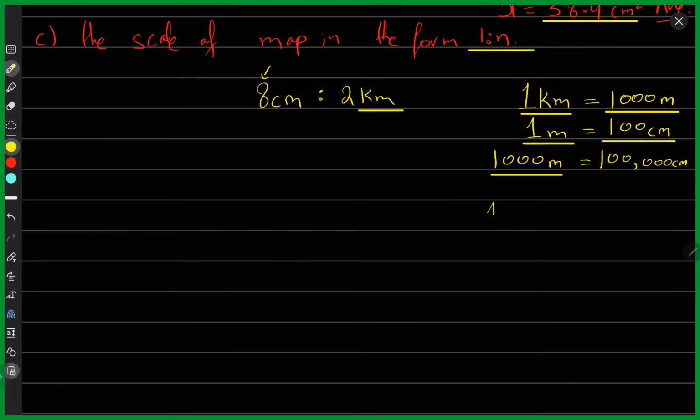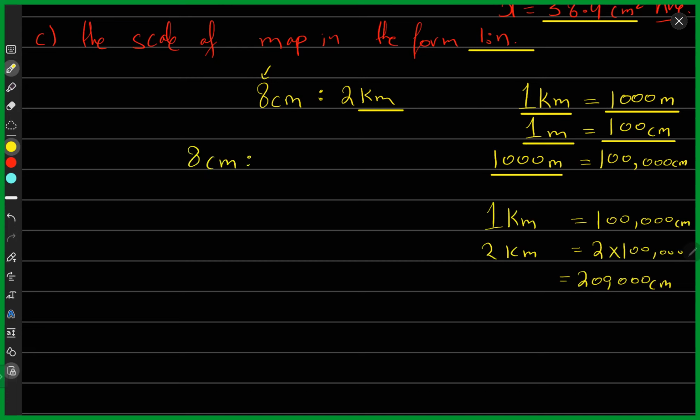This implies 1 kilometer has 100,000 centimeters. So 2 kilometers would have, since one has this, 2 multiplied by 100,000, and this would give you 200,000 centimeters. So this is the 8 centimeter ratio, 200,000 centimeters. And now you can just divide this 8 on both sides.